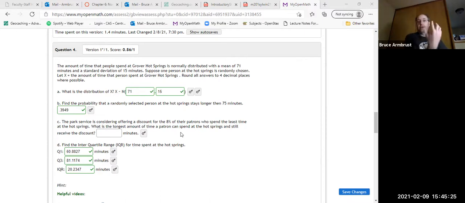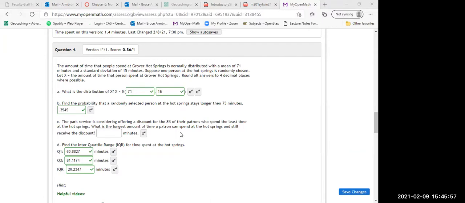All right, so what's going on here is we're going backwards. We're going backwards from part B, basically. Right? You look at part B. Part B was asking us to figure out a probability given an amount of time. Now we want to go backwards. We want to get an amount of time given a probability, right? So this time we're saying, well, they want the discount for the 8% who spend the least amount of time. So for the lowest 8%.